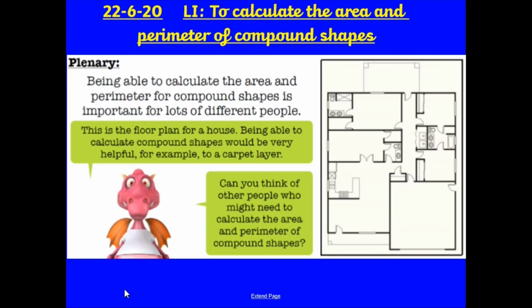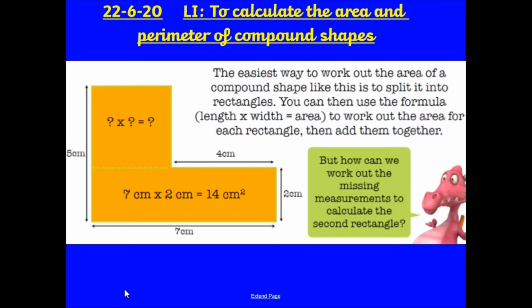Okay. So let's have a look at why we do it first. Well, being able to calculate the area and perimeter of different shapes is important for lots and lots of different people. This picture here is a floor plan for a house. Being able to calculate the compound shapes would be very helpful. For example, someone who would lay down carpets or put down flooring would know exactly how many materials they would need without having any waste or overspending. And there's many other examples of this as well.